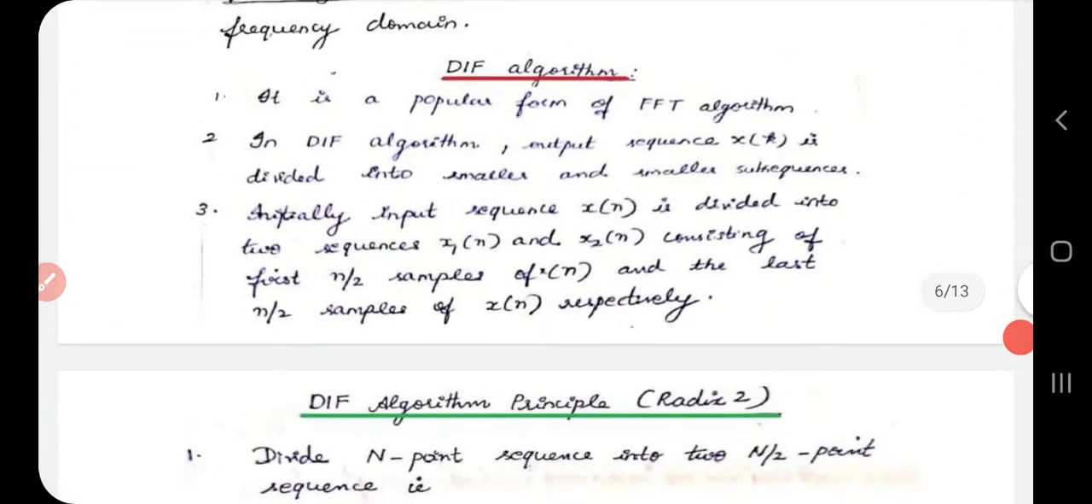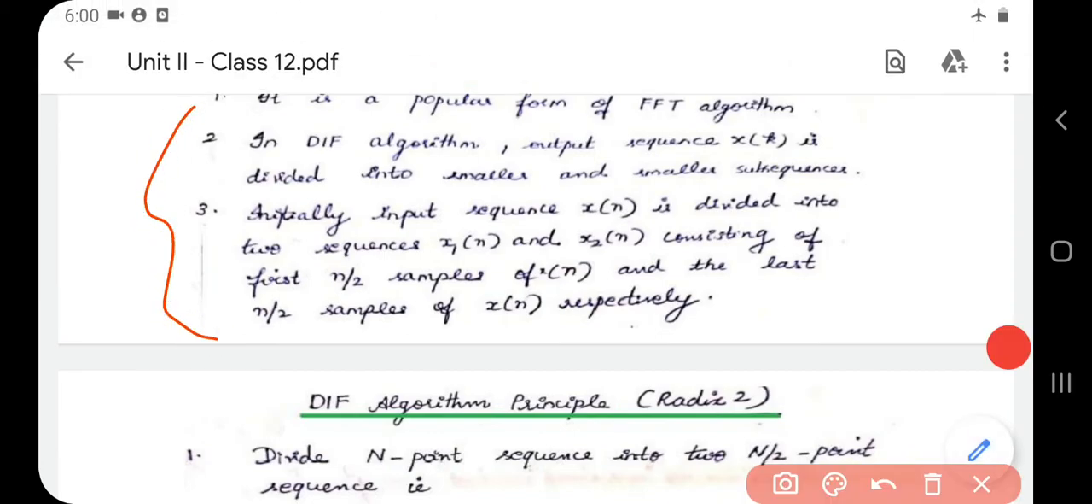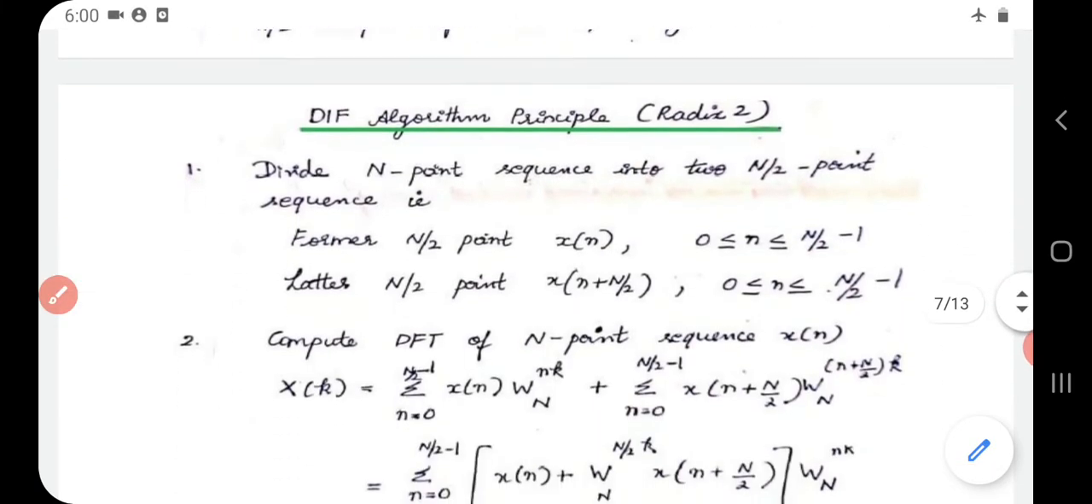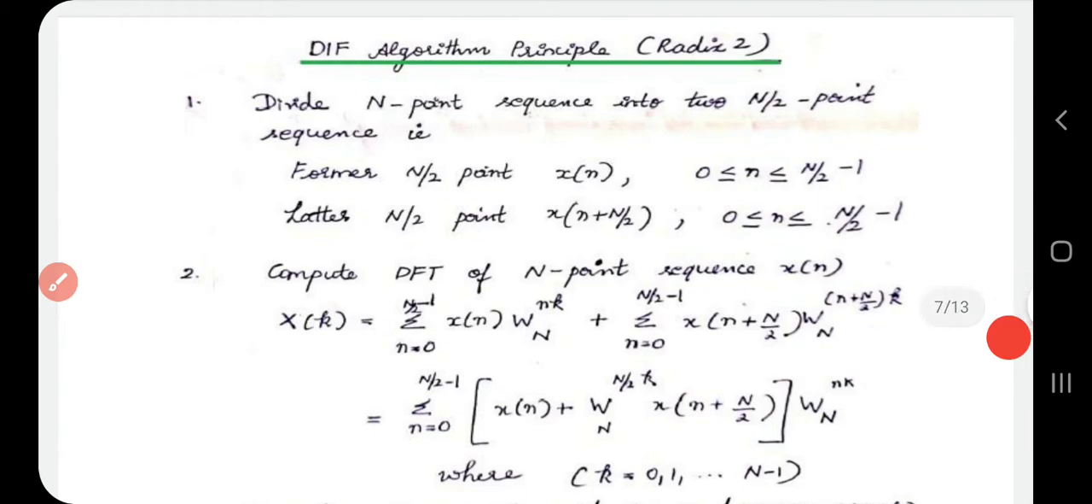That is, the input sequence x of n is divided into two sequences, x1n and x2n, consisting of the first n by 2 samples of xn and the last n by 2 samples of xn. So this will be understood in the DIF algorithm principle. Here it is described more clearly. You are given an n point sequence. First in DIF, what you do is you split it into two n by 2 point sequences. So in that case, the former n by 2 points are represented as xn and the latter n by 2 points are represented by x of n plus n by 2.